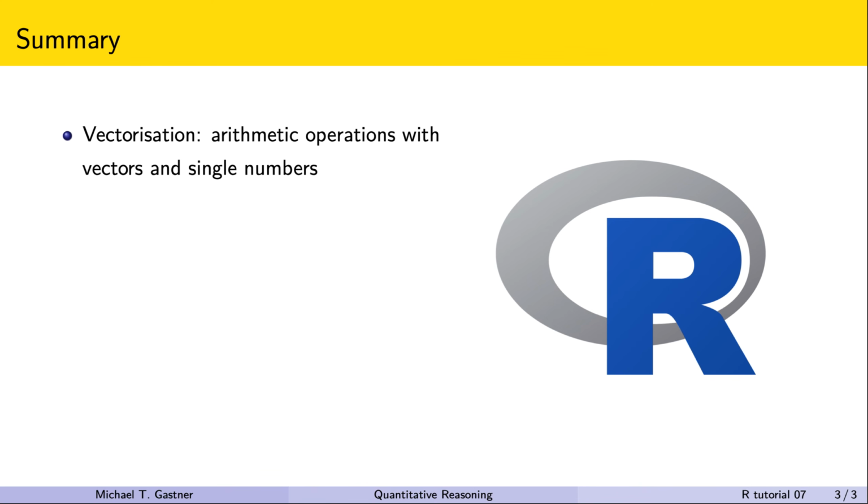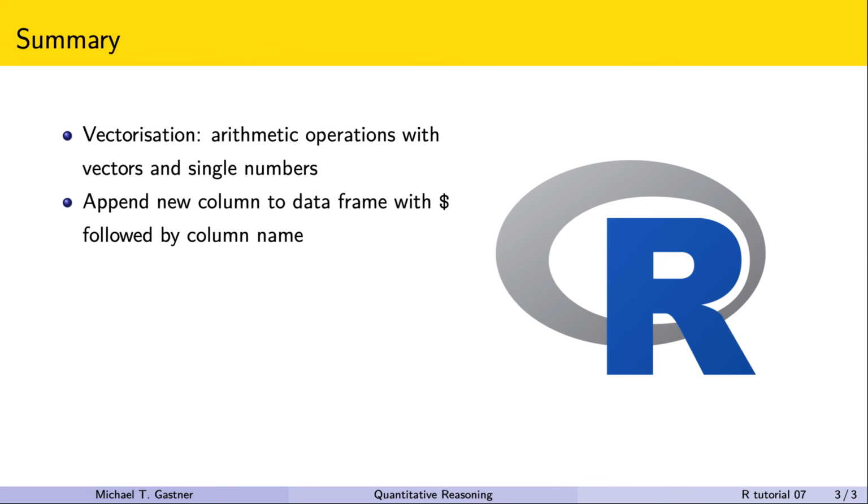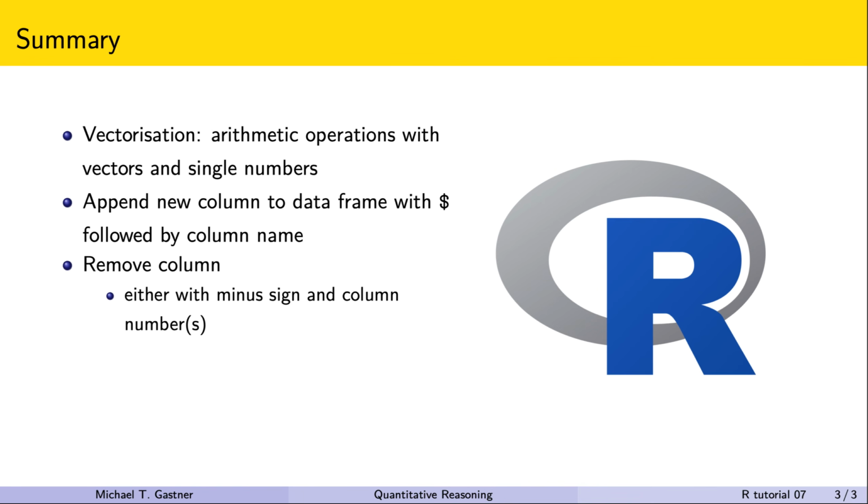We learned about vectorization in arithmetic operations such as addition, subtraction, multiplication, or division. If one operand is a vector with multiple elements and the other operand a single number, R carries out the operation for all elements in the longer vector. We can assign a new column to a data frame simply by typing $ followed by the name of the new column. We can remove a column with a minus sign in front of the indices to be removed. By the way, negative indexing works not only for data frames, but also for vectors. Alternatively, we can remove a column by using the dollar notation and assigning the special value null.